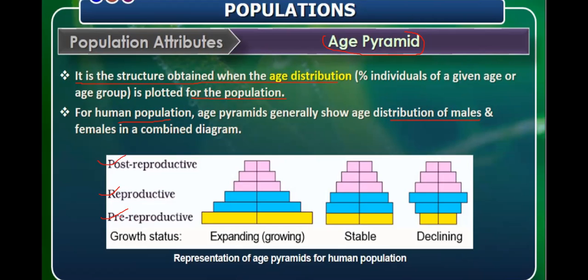Here, if the number of individuals in the pre-reproductive age group is more than reproductive and post-reproductive, this population is called an expanding population. They are a growing population. If the number of individuals in pre-reproductive and reproductive phase is almost equal, that population is a stable population. If the number of individuals in pre-reproductive is less than reproductive and post-reproductive, this is called a declining age pyramid. So there are 3 types of age pyramid: expanding, stable, and declining age pyramid.